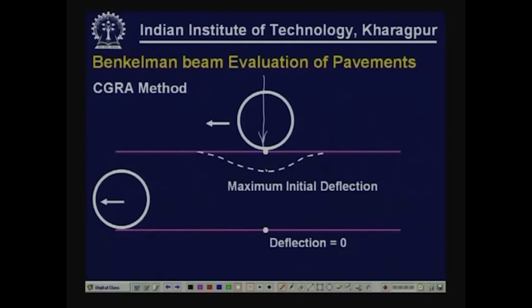So, the probe point will be here. The dial gauge reading corresponds to the position of the probe point corresponding to the deflected shape. When this load is removed away from the point, the pavement surface rebounds and the corresponding observation of the dial gauge is also made. So, what we get here is the rebound deflection.